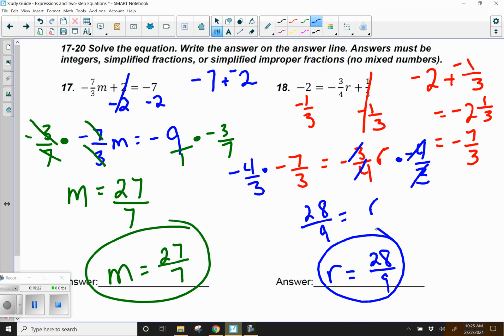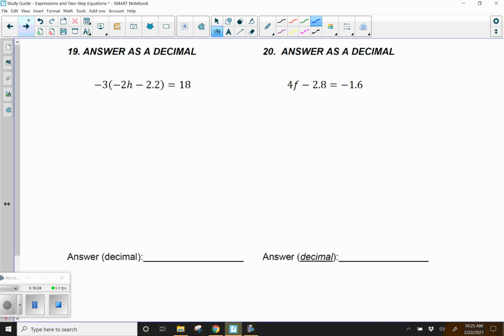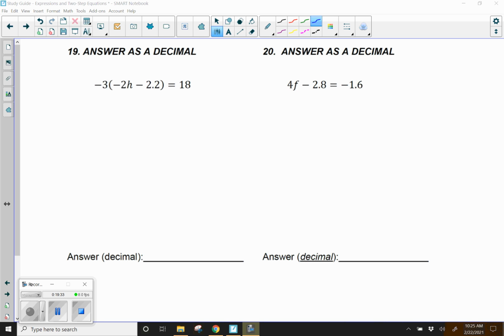Okay, moving on to the last two problems on the study guide. Numbers 19 and 20. I had to be a little bit careful because there were some decimals involved. So first thing we want to do for 19 is distribute our -3. -3 times -2h is a positive 6h. Here we have a negative times a negative, which gives me a positive. And then just down here, I'm going to do my operation.